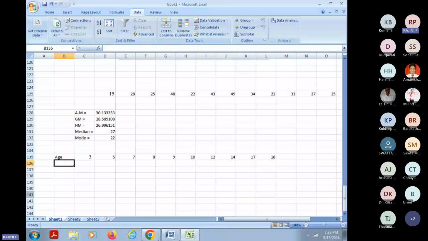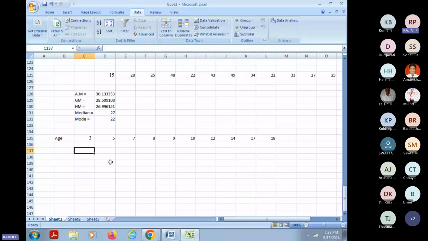Now for this, they are asking you to calculate the range. The range formula is maximum value minus minimum value. How can we do that? There is no inbuilt function. So first you need to calculate the maximum value and the minimum value, and then you need to calculate the range.